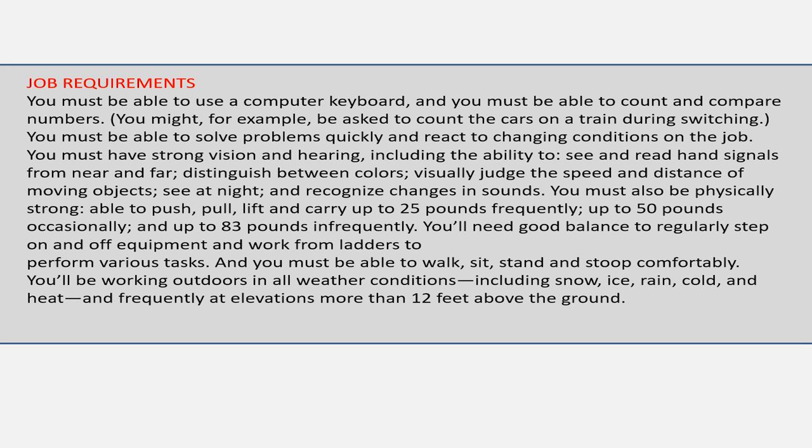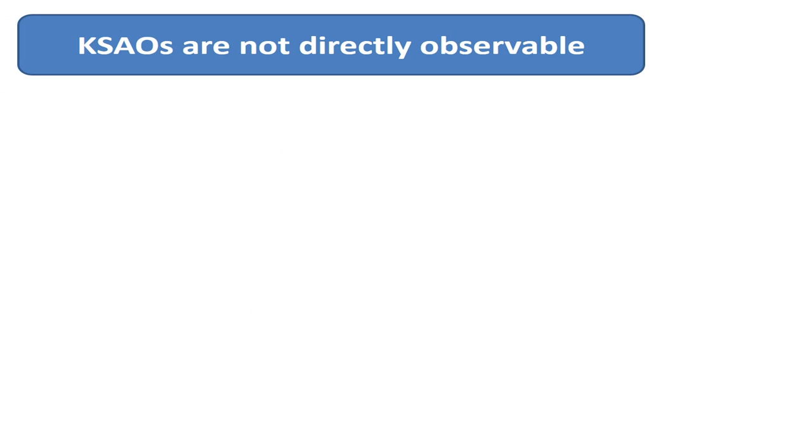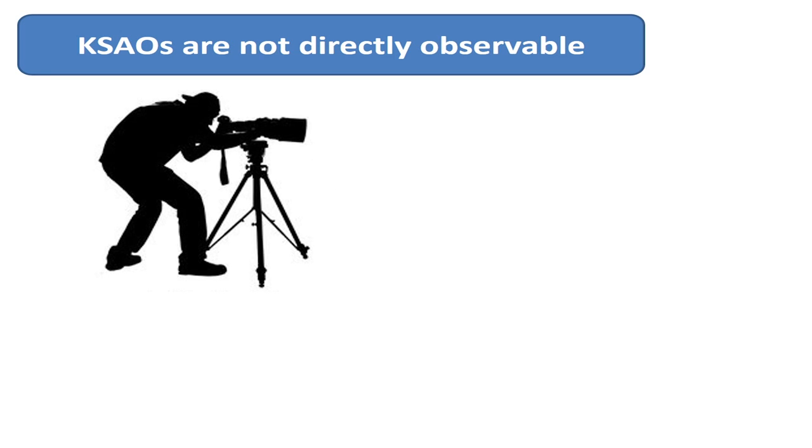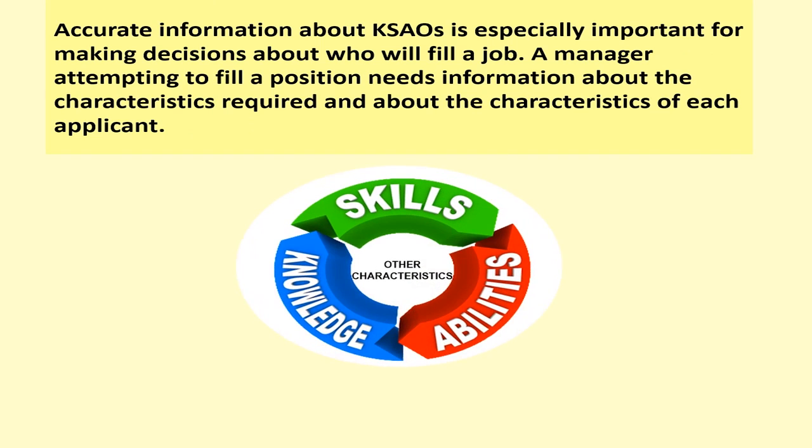Now, as we can see in the sample of job requirements, all the KSAOs that are required are not directly observable. They are observable only when the individuals are carrying out the TDRs of the job. Now, as we had taken an example of a newspaper photographer, the TDRs were observable. Like looking at his action, we could observe that a photograph was being taken. But to draw conclusions about the person's skill can be done only by looking at examples of his or her photographs.